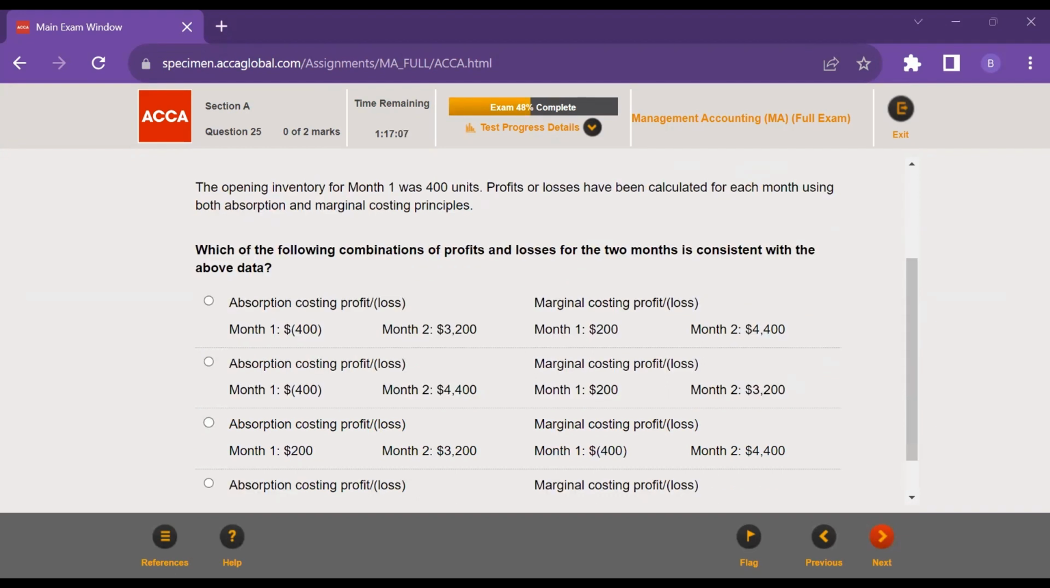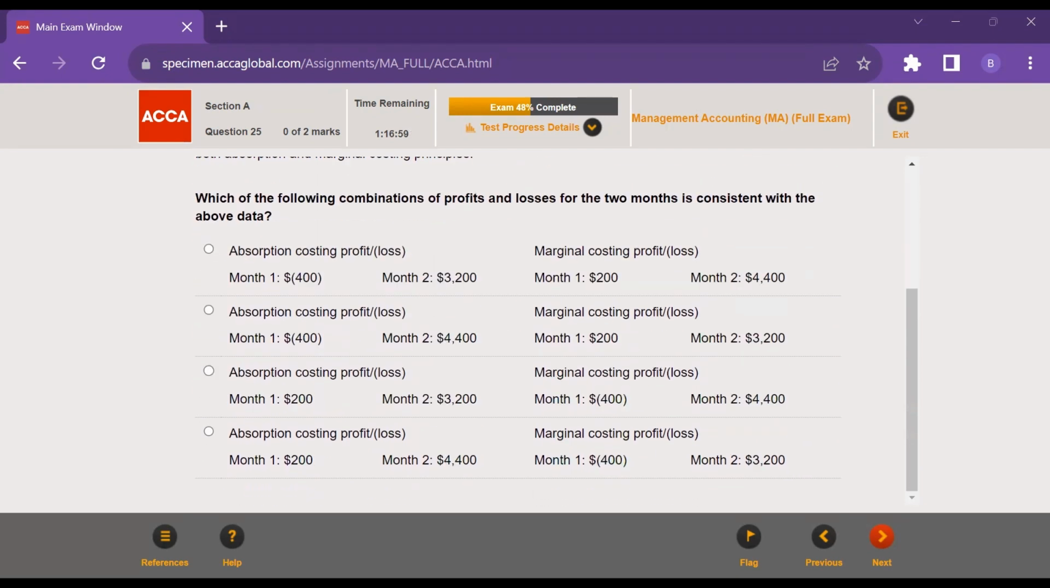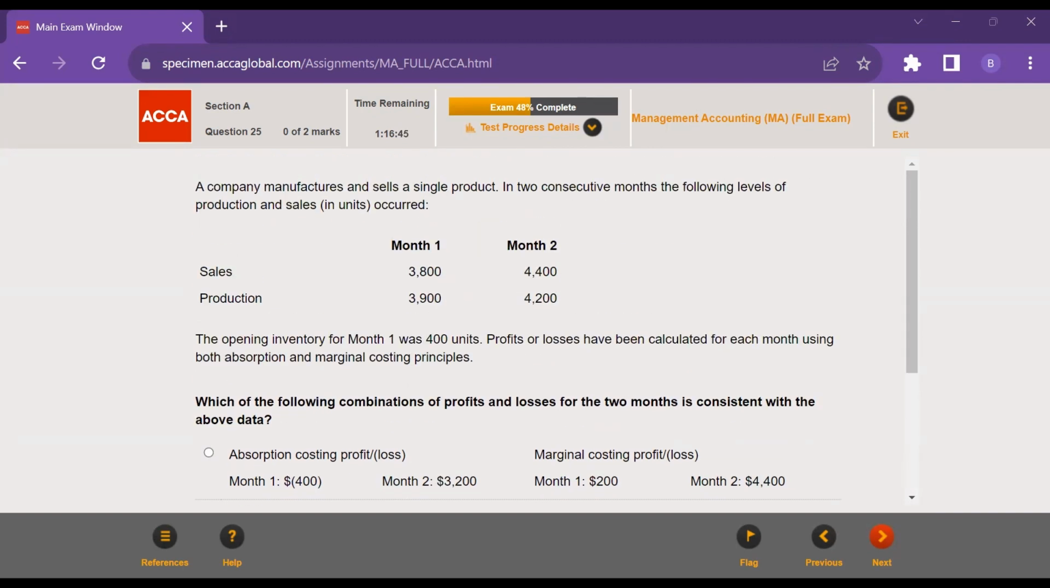So let's have a look at what the requirement is. Which of the following combinations of profits or losses for the 2 months is consistent with the above data? So we have to work out our profit and loss for the 2 months using these two methods, absorption costing as well as marginal costing. So let's have a look at the given information again, and work out how much our profits and losses will be.